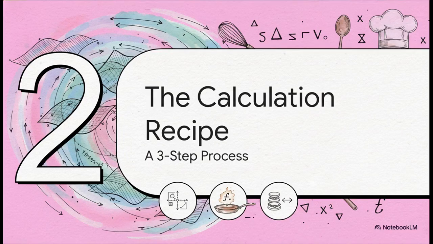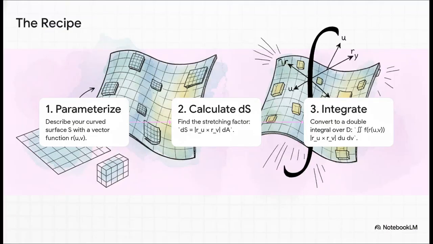So we know what a surface integral is, but the big question is, how do we actually solve one? Well, it turns out there's this fantastic, reliable recipe that turns these really complex-looking problems into a totally manageable step-by-step process. And this right here, this is the core of everything we're doing today. Just 3 steps. First, we parameterize the surface. This is just a fancy way of saying we're going to describe our 3D curved surface using only 2 variables, u and v. Think of it like taking a flat, stretchy piece of graph paper and perfectly wrapping it onto, say, a basketball.